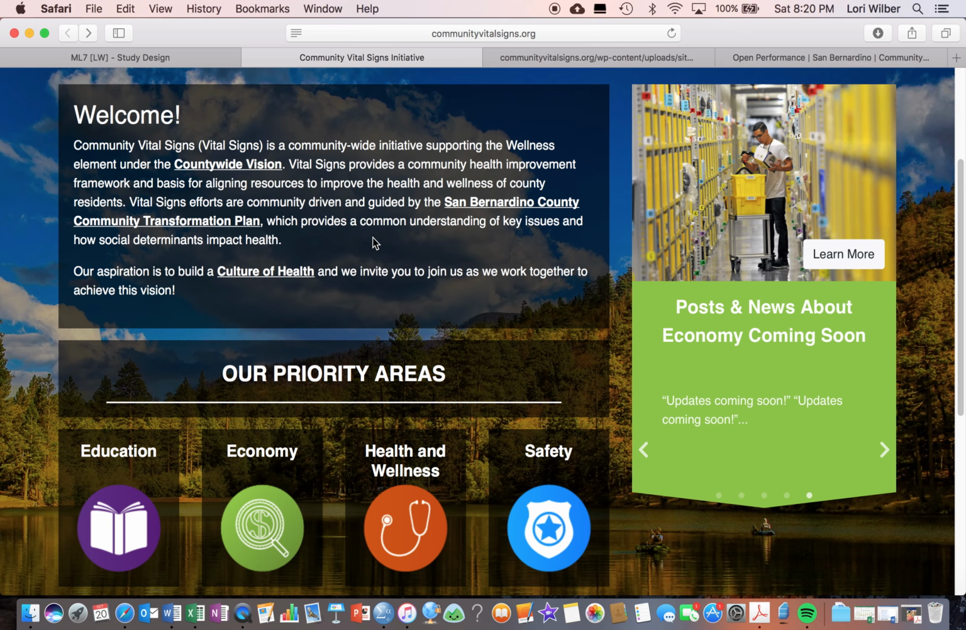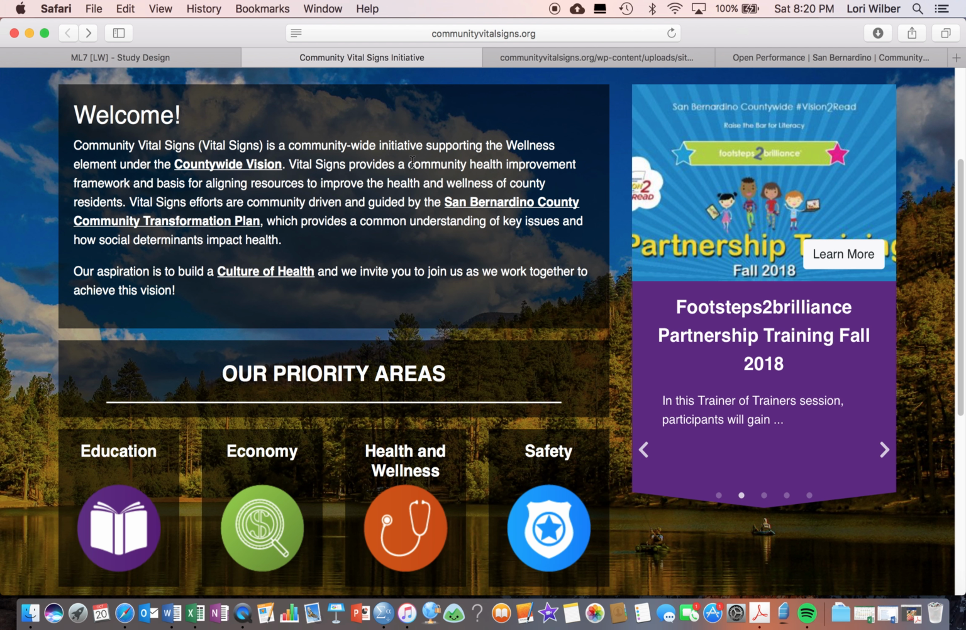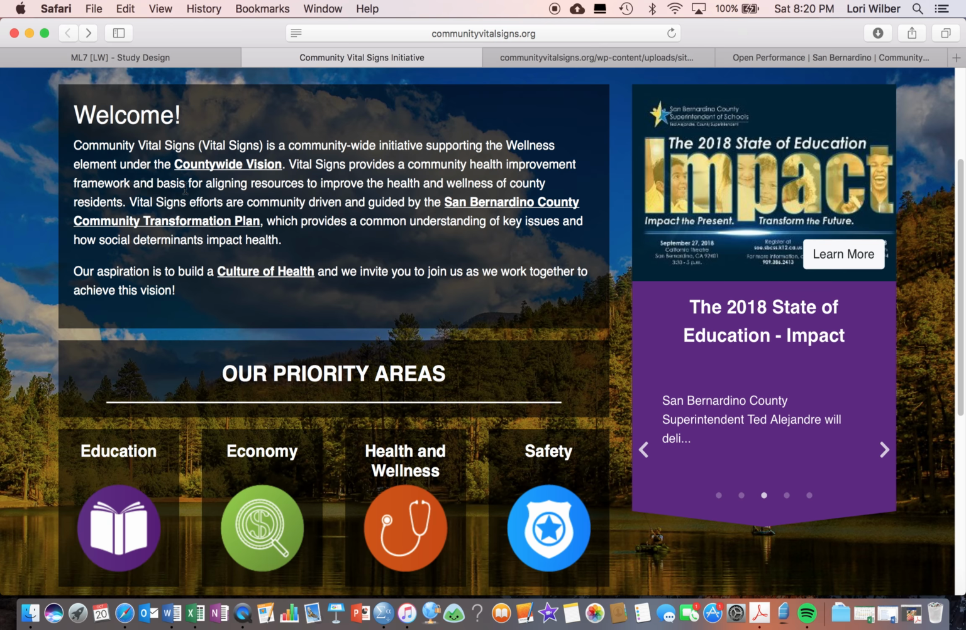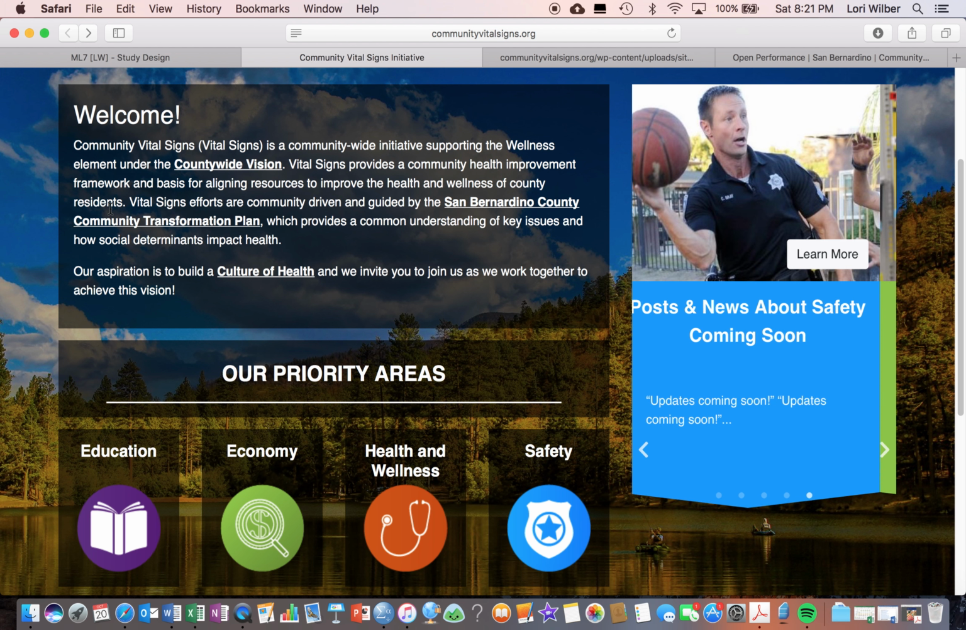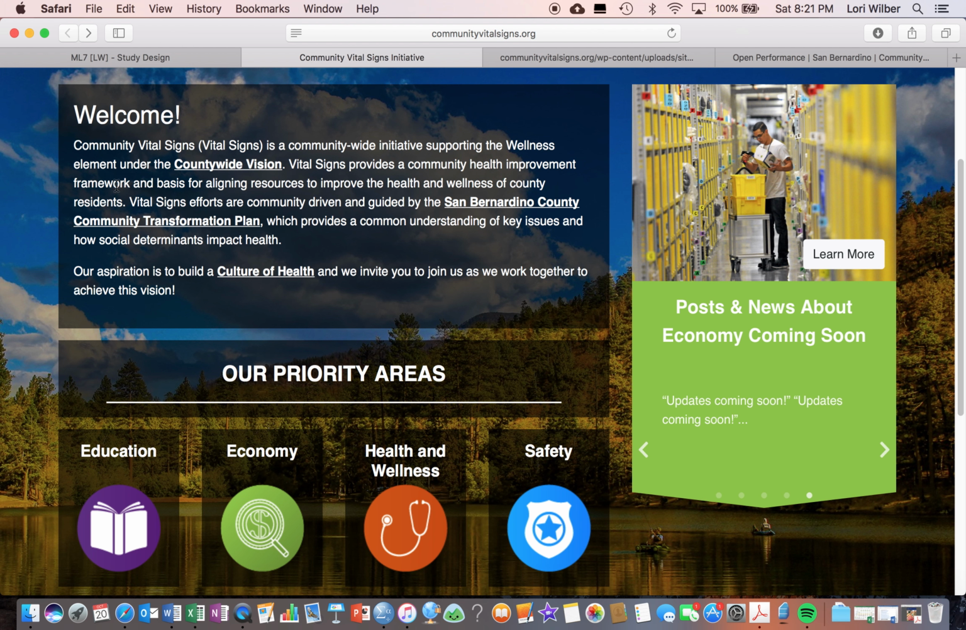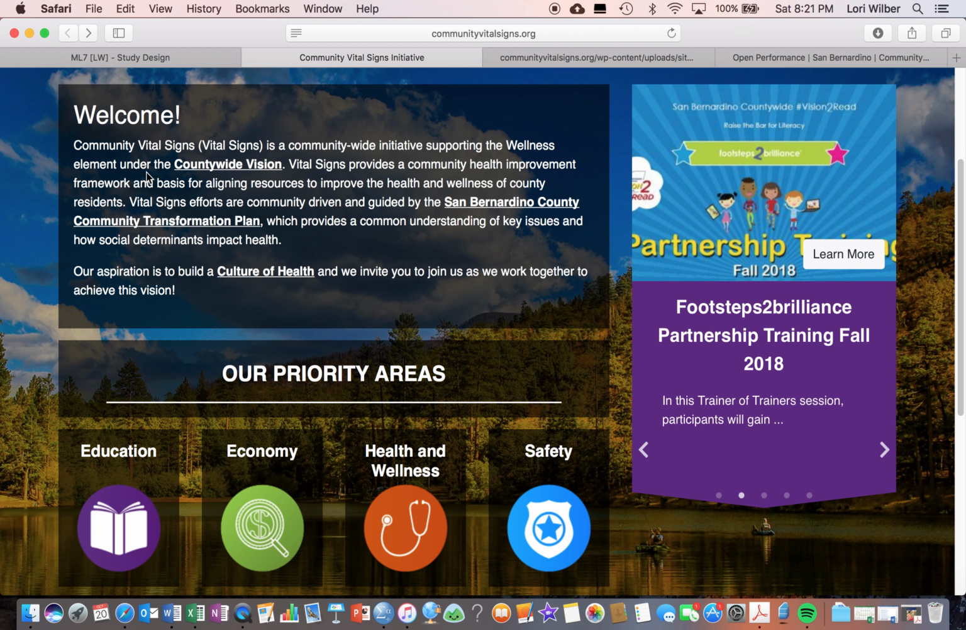If you were to read through this kind of introduction, you would notice that Vital Signs provides a community health improvement framework and basis for aligning resources to improve the health and wellness of county residents. And so this is specific to San Bernardino County. I hope that sounds an awful lot like converting data into information that stakeholders can use.